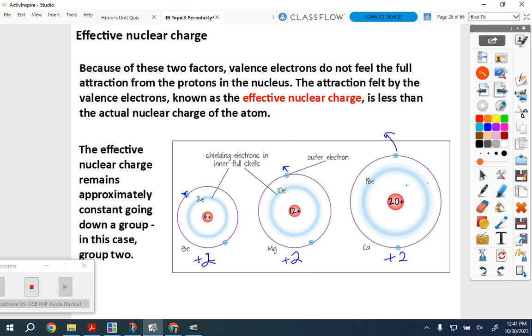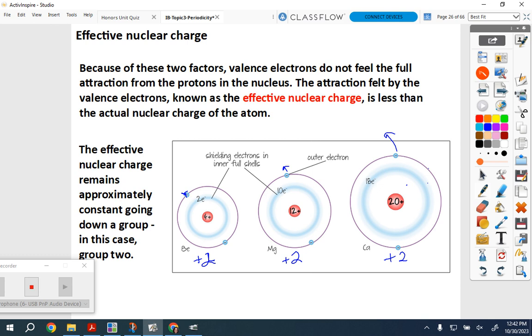The shielding is staying the same as we go across a period, because we're adding electrons to the same energy level. Our valence electrons are in the same energy level. The effective nuclear charge is going to increase because we're adding protons with each spot that we move along the game board, or the periodic table, going from left to right. As we go down, though, the shielding increases and the effective nuclear charge is pretty similar.